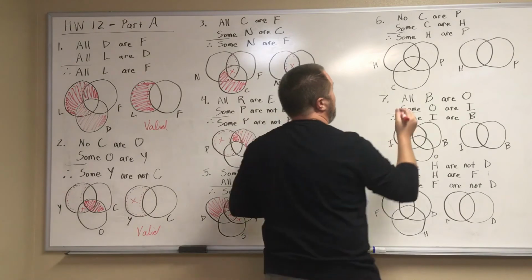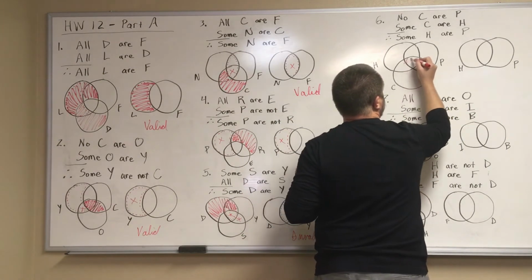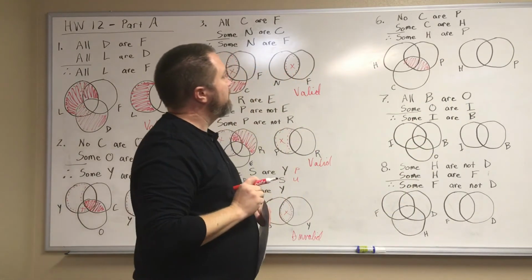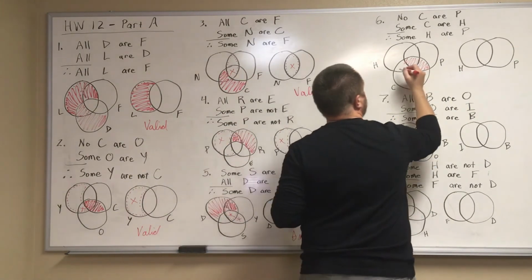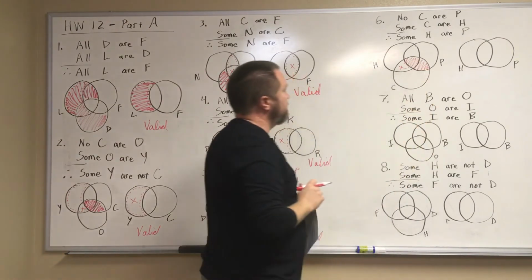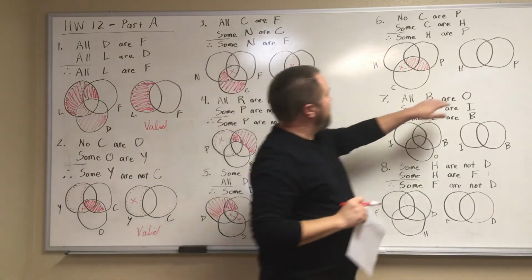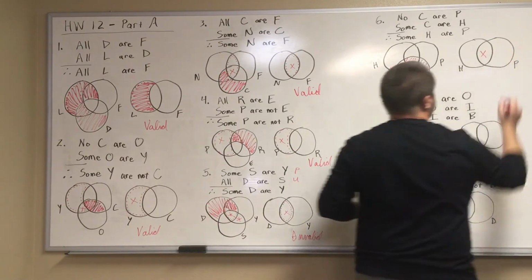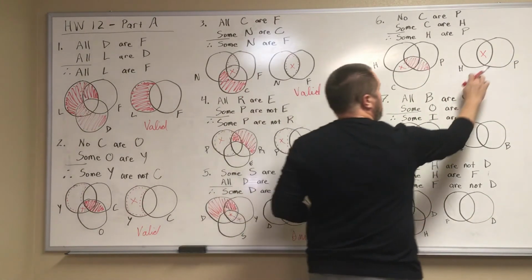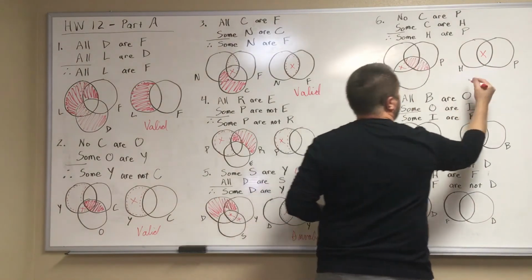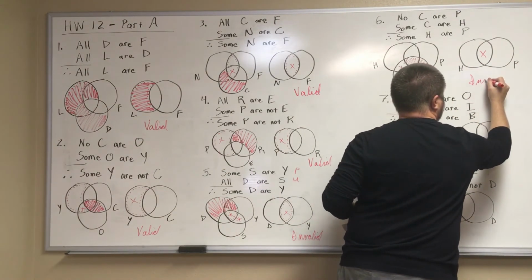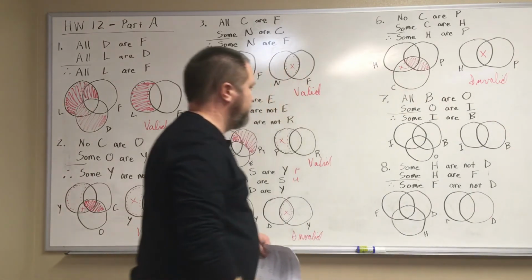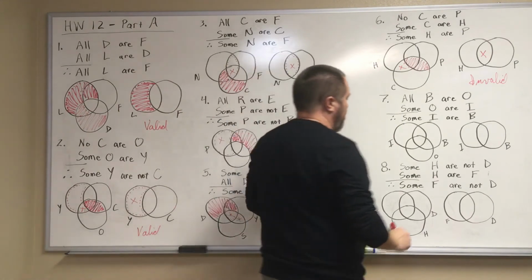Let's go on to the next three. No C are P. So eliminate the crossover there. Some C are H. There's an X in this area here. And the two-circle Venn diagram for the conclusion, some H are P. So there's an X there in the middle. X in the middle, no X in the middle. This also is invalid.